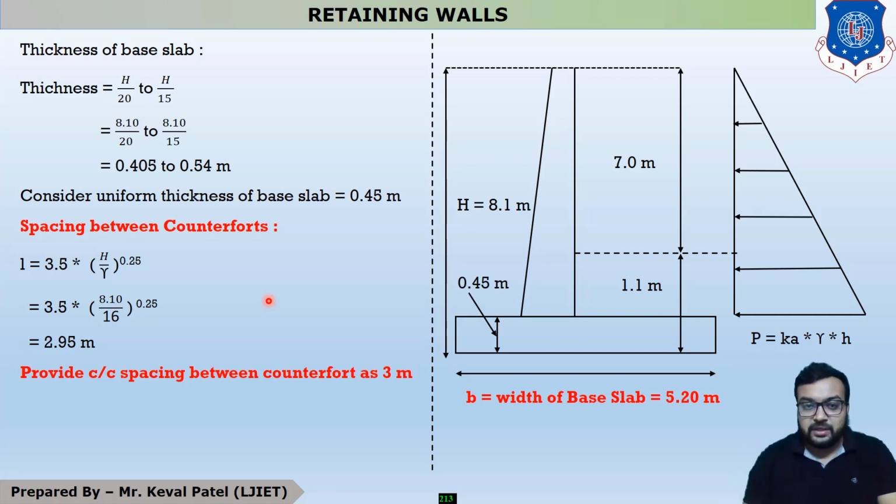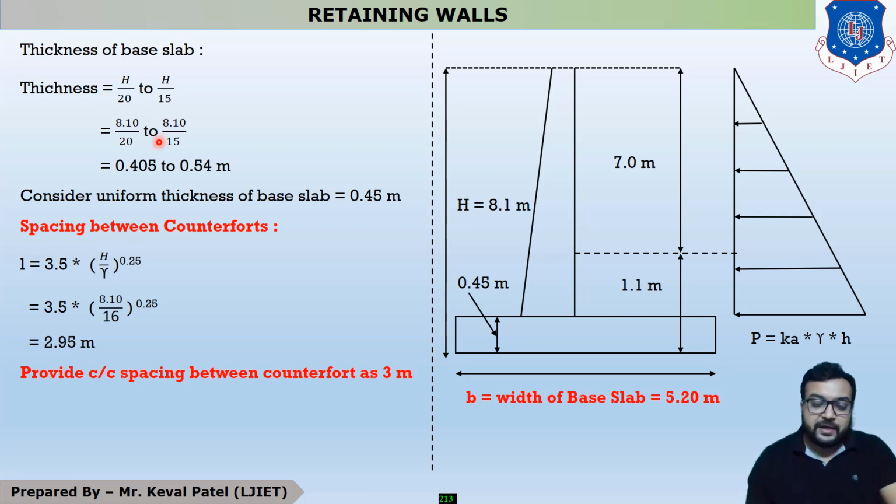So you all know that in the cantilever retaining wall, the thickness of base slab equation is h by 15 to h by 12. But in the counterfort retaining wall, the equation changes and it is h by 20 to h by 15. So what is the value of h? The value of h is 8.10. So 8.10 divided by 20 to 8.10 divided by 15.